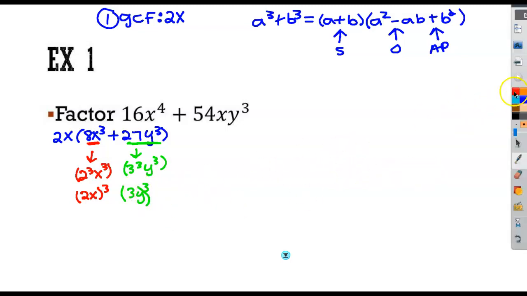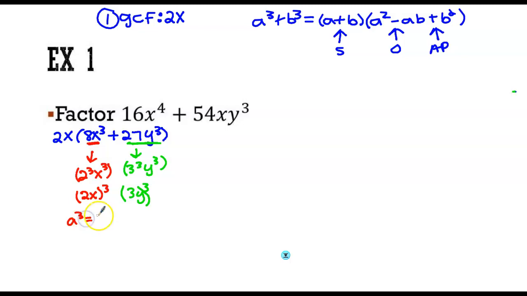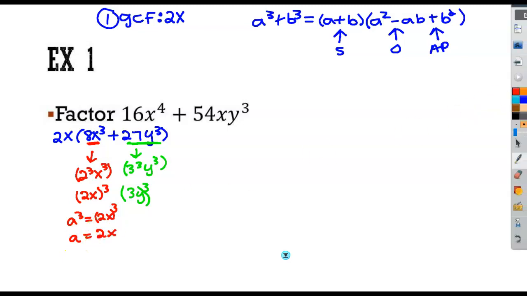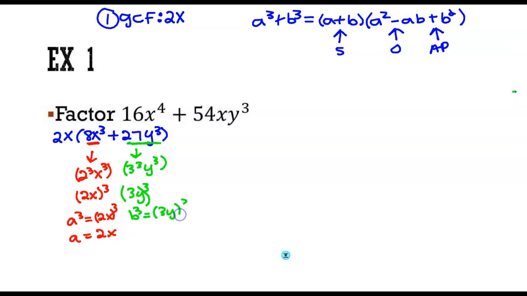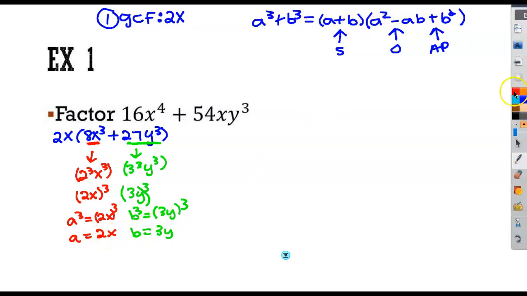So basically what I'm telling you is, if I have a to the third, and that's equal to 2x to the third power, that would mean that a is just 2x. And then if I have b to the third, and that's 3y to the third, that would mean that b by itself is just 3y. Once you figure out that part, then all you would have to do is plug it into this formula and of course simplify a little bit.